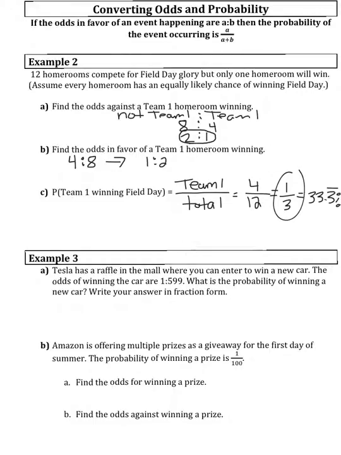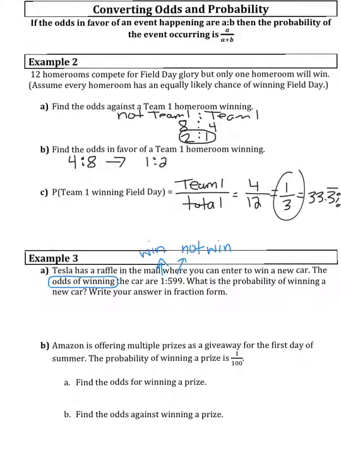Tesla has a raffle in the mall where you can enter to win a new car. The odds of winning the car are 1 to 599. This is what I mean about labeling. I'm going to label that: the odds of winning. Okay, so what does 1 represent? 1 represents you winning. That's the odds of winning. If it was odds against, then that would be reversed. But the first number here is representing winning. 599, what does that represent? Not winning. Remember, if you're given odds, it's like favorable to unfavorable. Neither one of those numbers is the total.